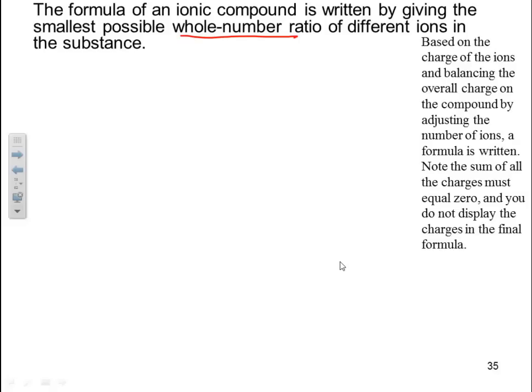Based on the charge of the ions and balancing the overall charge of the compound, by adjusting the number of ions, a formula is written. Note that the sum of all the charges must equal 0, and you do not display the charges in the final formula. So you have the charges of the ions. You have to make sure the total charges of the cation and the anion are equal, pluses and minuses, a neutral species at that point.